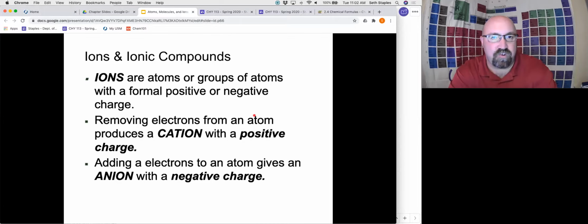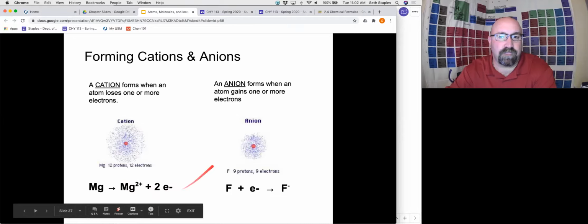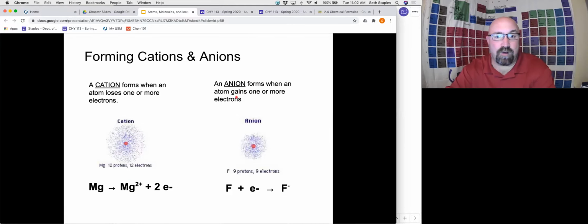So again, just sort of a depiction of what's going on. A cation will form when an atom loses one or more electrons. So here in the case of magnesium, we have a magnesium atom here, becomes a magnesium 2+ ion when it loses 2 electrons. An anion forms when an atom gains one or more electrons. And so here we have a fluorine atom plus a negatively charged electron. So we're adding an electron now, becomes a negatively charged fluoride ion.